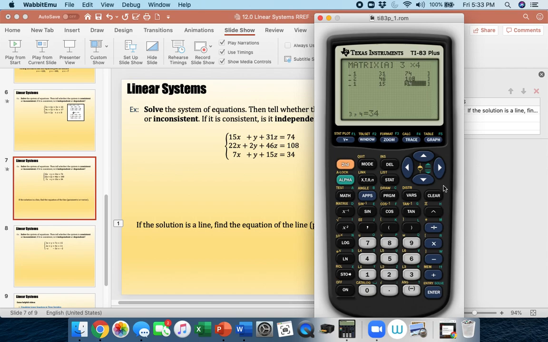Double check your entries. 74, 108, 34, 31, 46, 15, 121, 15, 22, 7. Quit. Just hit second entry. And bam. Oh. What's going on here? Look at my last row. Well, this is a dagger.